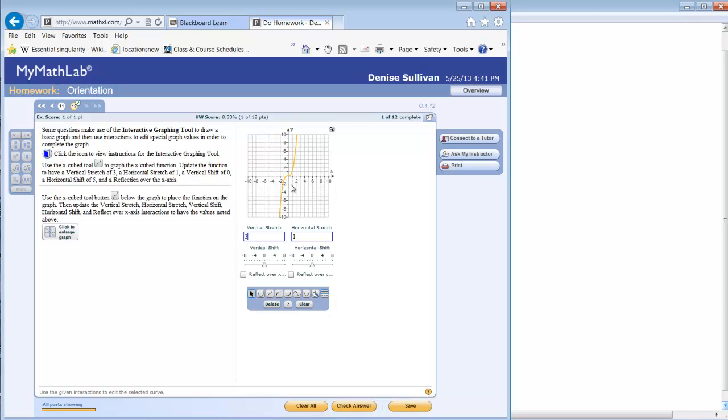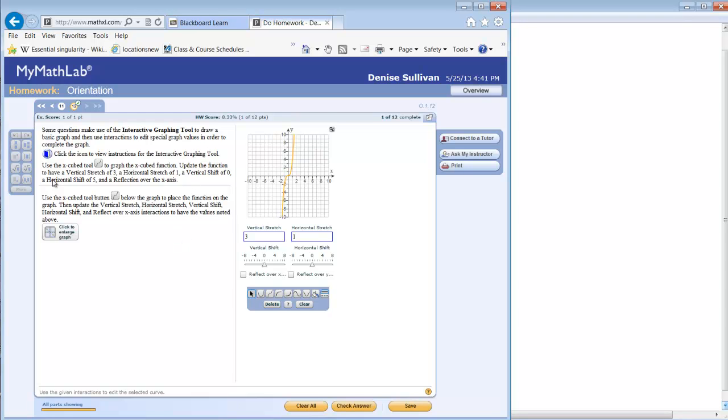A vertical shift means it moves the graph. It doesn't change the shape of it like a stretch does, but it just moves it up. But they're asking for a shift of 0 anyway. If I wanted a shift of 2, I could move this over there, and you see how that graph didn't change shape, but it just moved up 2. But they're not asking for a vertical shift of 2. They're asking for no shift at all, which they're calling a shift of 0.